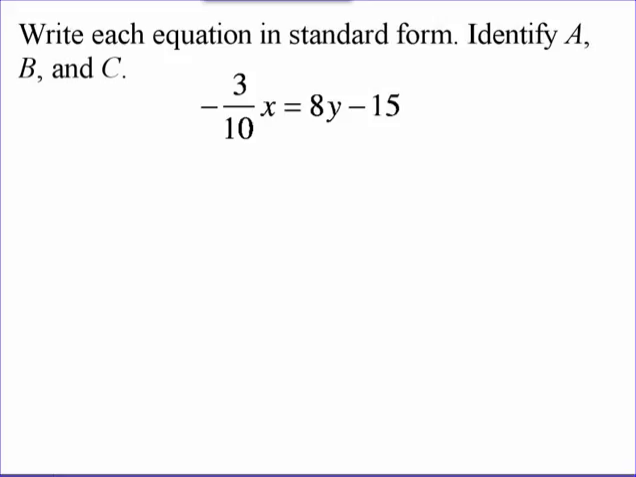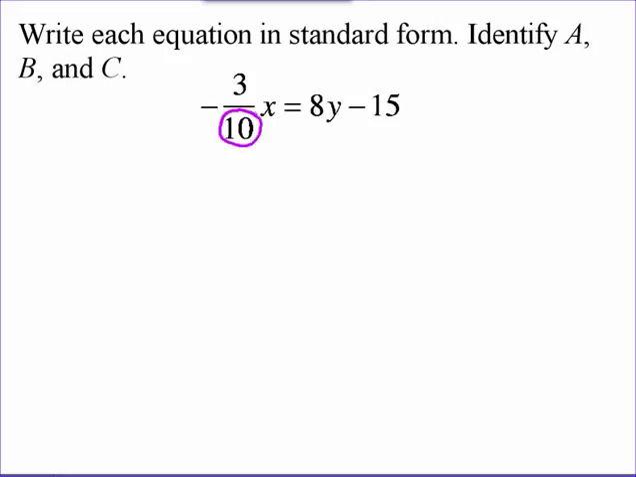Negative 3/10 x equals 8y minus 15. So now this one we're going to have to do something a little bit different first. We can't just jump right to the answer. And why is that? It's because of the fraction. It's not an integer. And so I have to somehow get rid of this 10. Ideas? Times by 10.